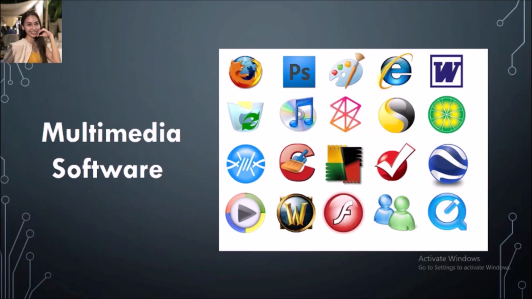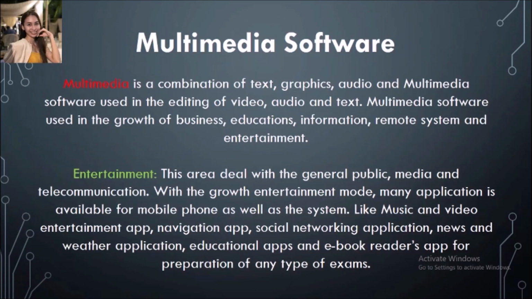Next, multimedia software. So, there are, right, paint and something in multimedia. Multi is something like mixed, many. So, there are types of media, multimedia. When you say multimedia, this is a combination of text, graphics, audio, and multimedia software used in the editing of video, audio, and text. This is usually for artistic people, they are very good at this multimedia. Multimedia king, we have Sir JR.